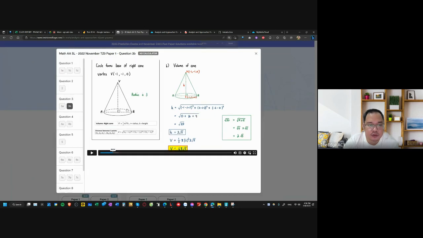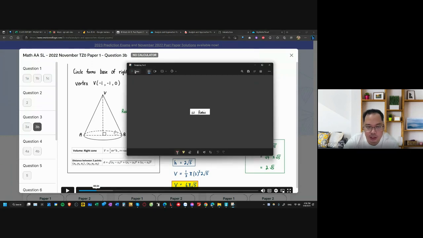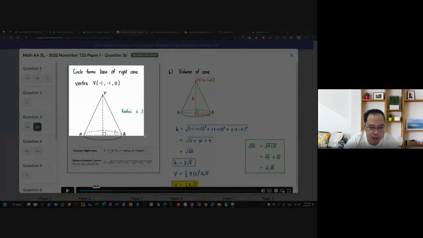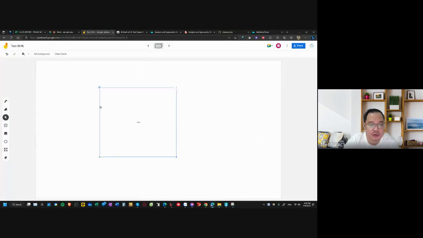The circle forms the base of a right cone. A cone is made from that circle, making the circle the base. Please visit the vertex. The question is to calculate the volume of the cone. Very easy. Just use the formula provided in the booklet.